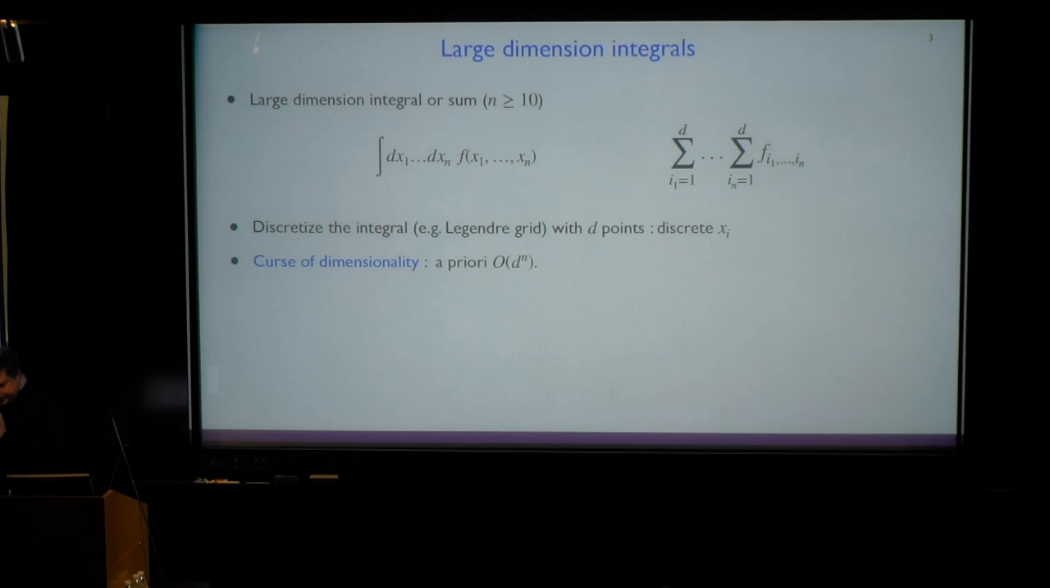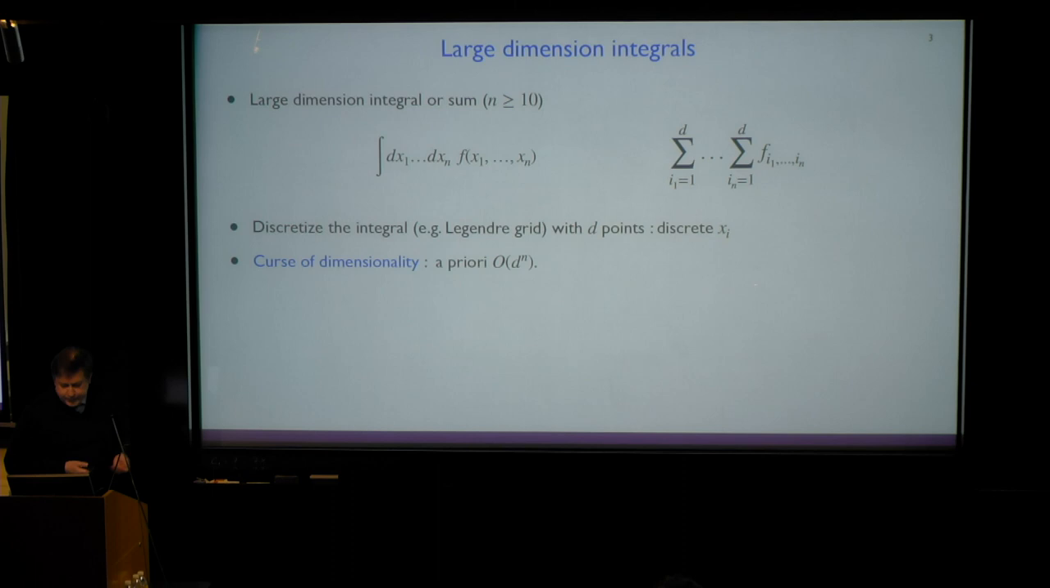So the first problem we have is, in many cases in physics, we have large dimensional integrals. Imagine I have a function I want to integrate in more than, let's say, 10 dimensions, or a discrete sum, which for all the purposes of this presentation I will consider the same, because I can always take a one-dimensional grid, a Legendre grid, a Clenshaw-Curtis grid, just with D points, and discretize. The problem, obviously, is that if we do it naively, we have the curse of dimensionality, it blows up exponentially with n. And the standard answer in many of our methods is to go to Monte Carlo.